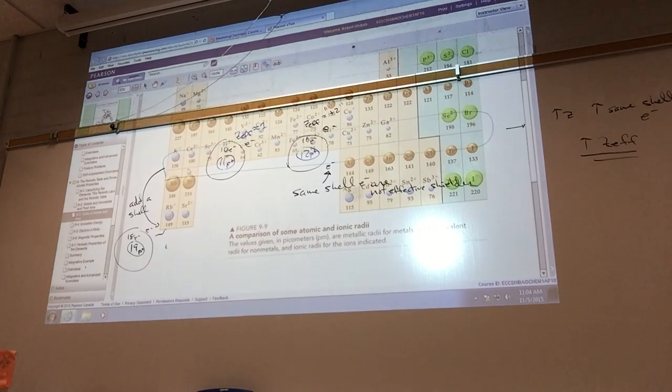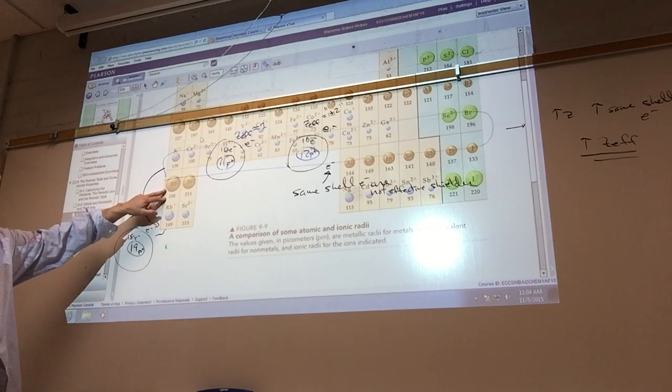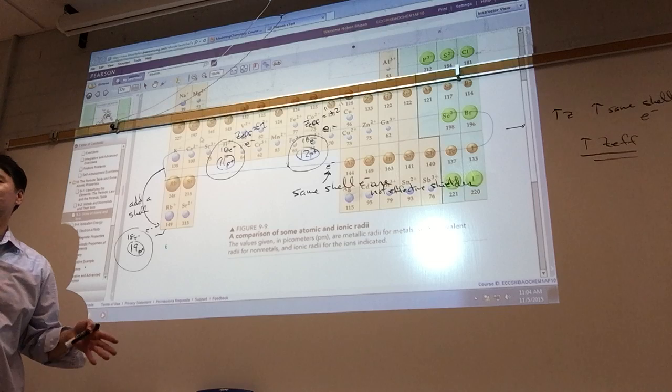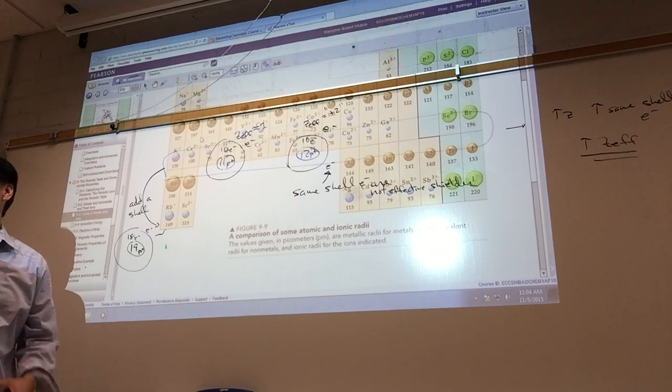Well, here it's rubidium. We saw cesium earlier. Rubidium is about 500 picometers. So atoms range from 100 to about 500 or 600 picometers. Cesium's big. Cesium's closer to 600.